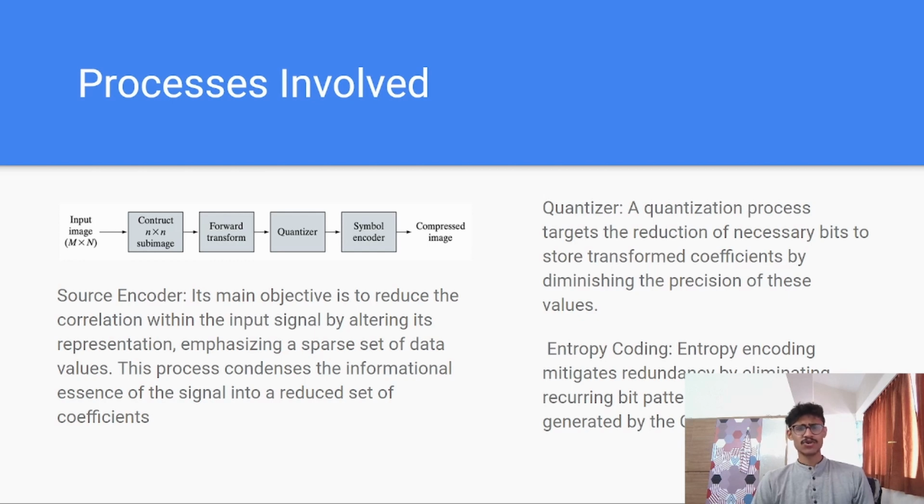Now, what is entropy encoding? Entropy encoding is a way to reduce redundancy in data by getting rid of repeated patterns of bits that show up after quantization. There are a few common techniques used for this. Huffman coding uses shorter codes for more frequent patterns of bits, reducing the overall amount of data needed to store the information. Arithmetic coding is a method that assigns a code to a group of symbols based on their probabilities of occurrence, which helps to compress the data.